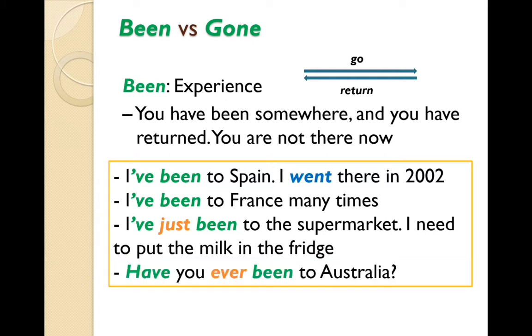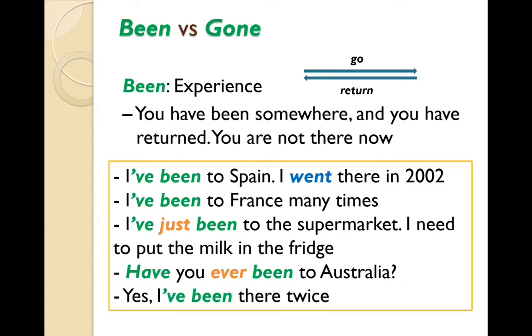Have you ever been to Australia? Yes, I've been there twice. Notice that we don't say been in. Have you ever been in London? No. Instead, we say been to. Have you ever been to London?